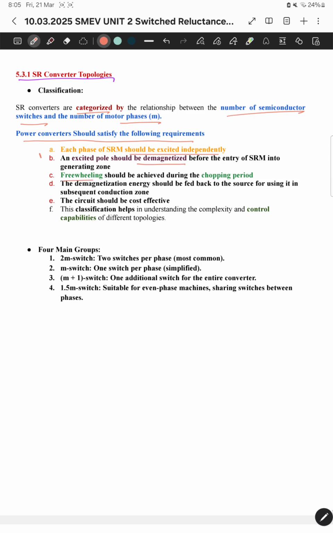Freewheeling action should be achieved during the chopping period, that is the turn off period. We'll discuss all these topics in detail in the coming four main groups. Demagnetizing energy should be fed back to the source in the turn off period, for the next sequence to be operated. And the circuit should be completely cost effective. So these four major points are very important.